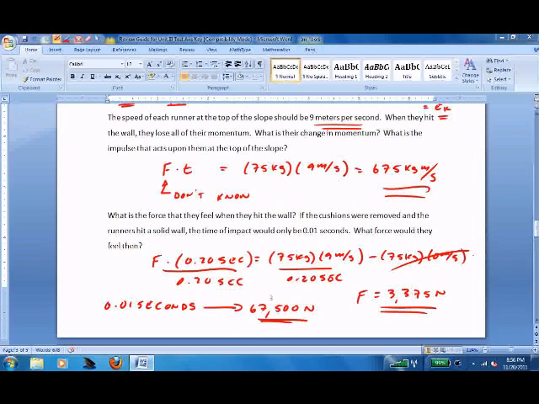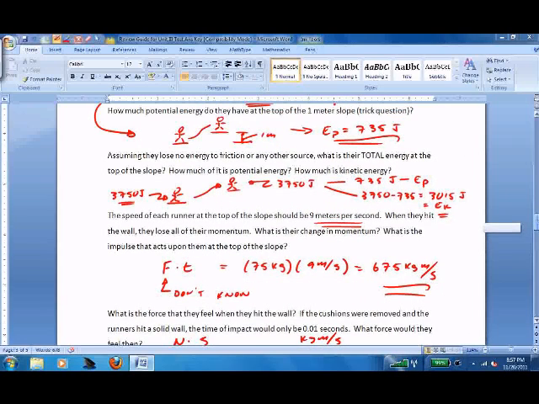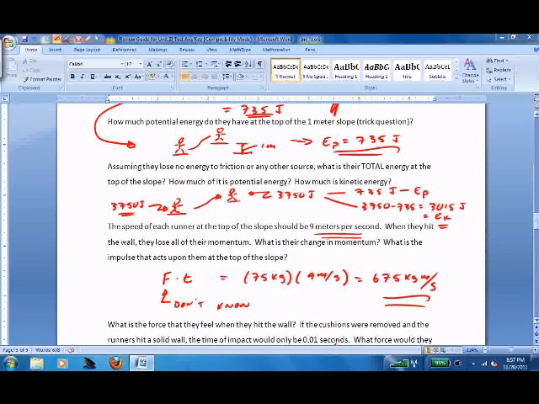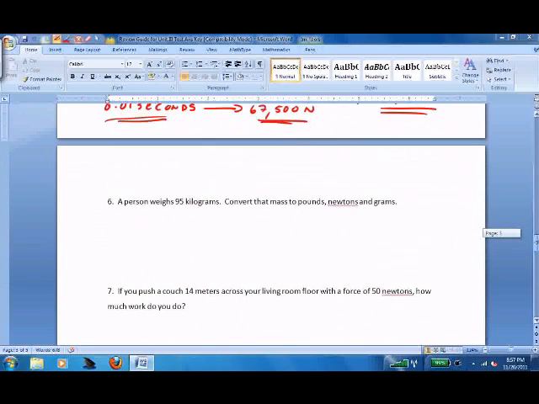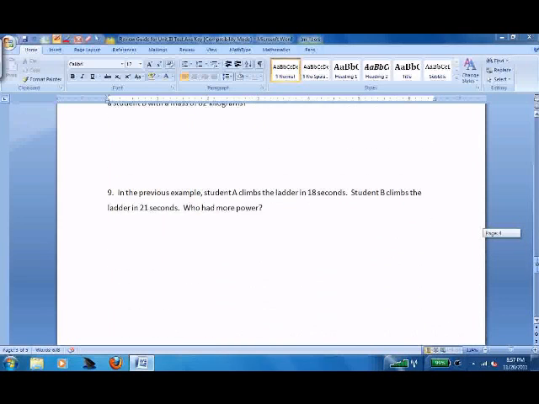Change in momentum equals impulse. This is in newton seconds. This is in kilogram meters per second. You have to understand the difference between the two. You've got kinetic energy. You've got time slowing you down, therefore making a smaller force, whereas if the time was less, you'd feel a bigger force. These are all good things to learn and to know about.